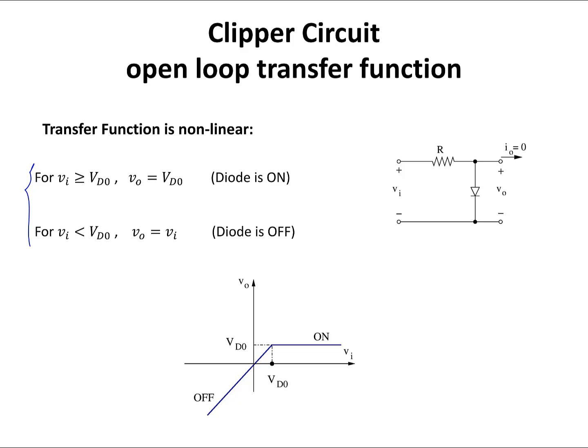So we found the equations for our transfer function, and as you can see, the transfer function is nonlinear. Here is the graph for V out versus VI. And from this transfer function, what I see is that for VI values greater than a threshold value, which is VD naught for this circuit, the output is going to stay at a constant value and the value of the output signal is not going to go beyond this VD naught point. For VI values less than this threshold value, V out and VI are going to be equal.